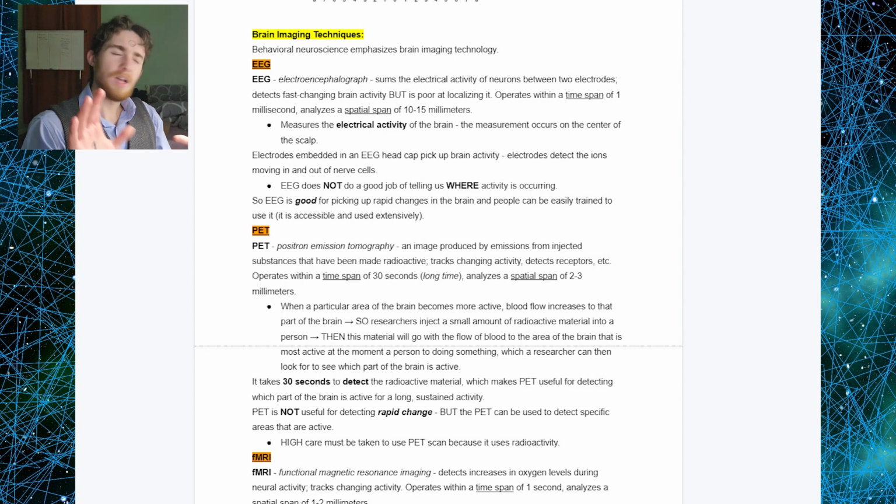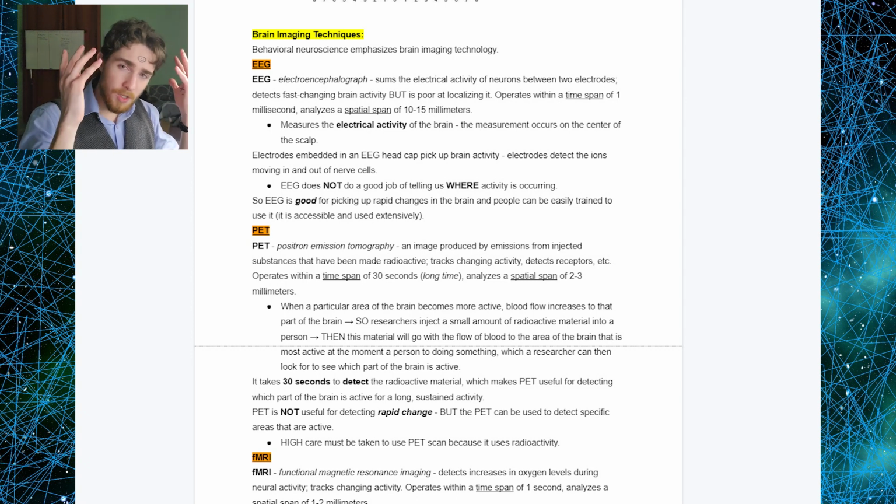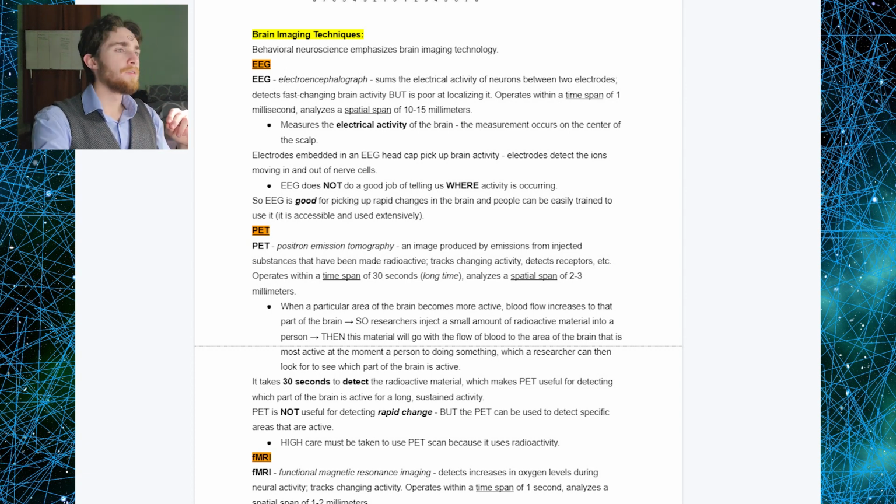It's not very good at telling you where activity is occurring, but it is really good at picking up rapid activity. So it'll tell you, hey, something's popping off, it's going really fast, but I can't really tell you where it is. That's EEG. Then we have PET, positron emission tomography.